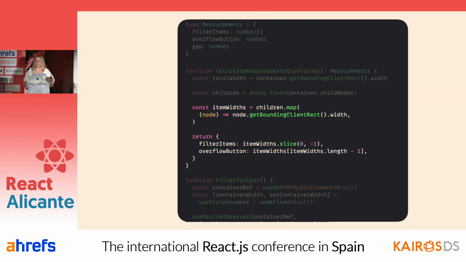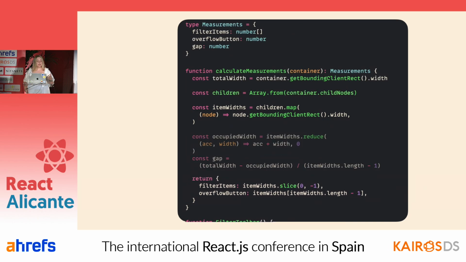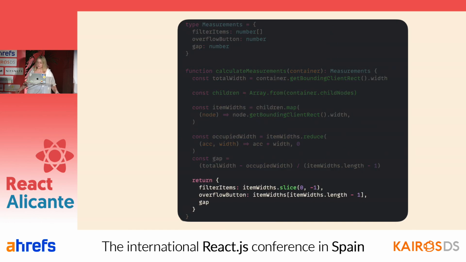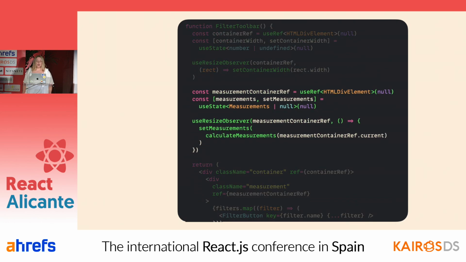Now the last thing I've got to do is the gap. We can dynamically calculate the gap by getting the width of all of the items summed. Then we can subtract it from our total width and divide by the number of elements that we have. So now we have all of the dimensions, and we set them in state so they are available.